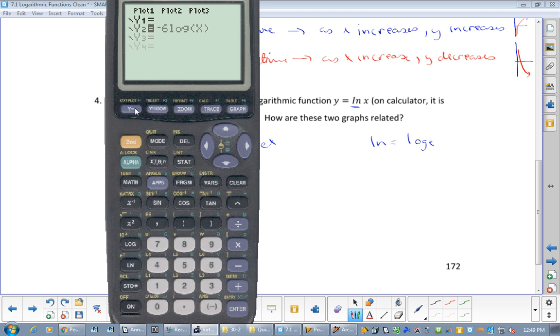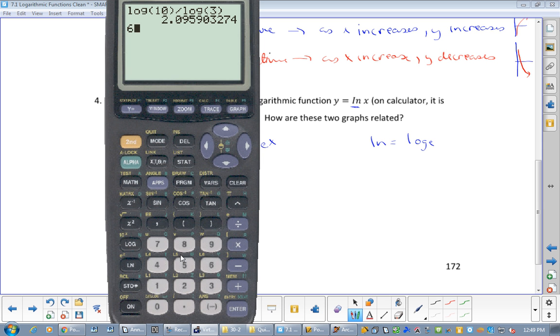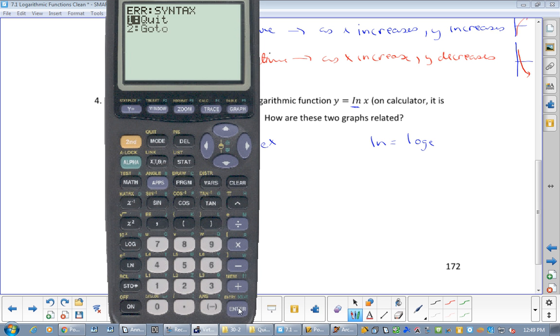So if I just did this, like, I'm just going to get out of here. So if I did ln 6 equals, that would be the same thing as log 6 divided by log e. Should I get the same answer? Oops, did something wrong there. Oh, put a division sign instead of.